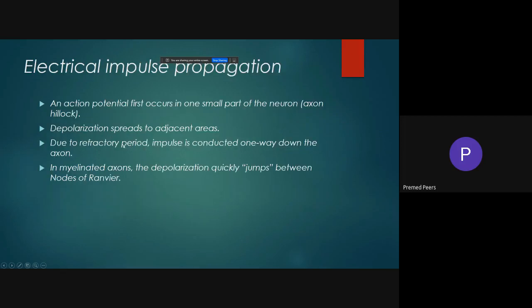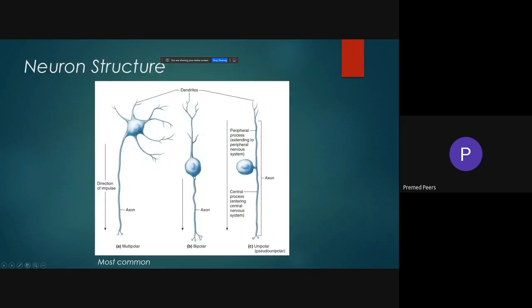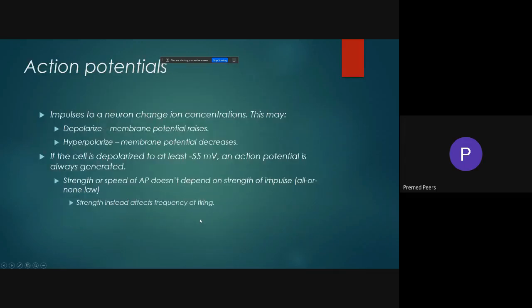But this refractory period means that we can never go backwards. So we talk about axons and dendrites. The key here is that we're always going from dendrite to axon. So we're going from the part of the axon that's closest to the cell body away from the cell. You can't go backwards.